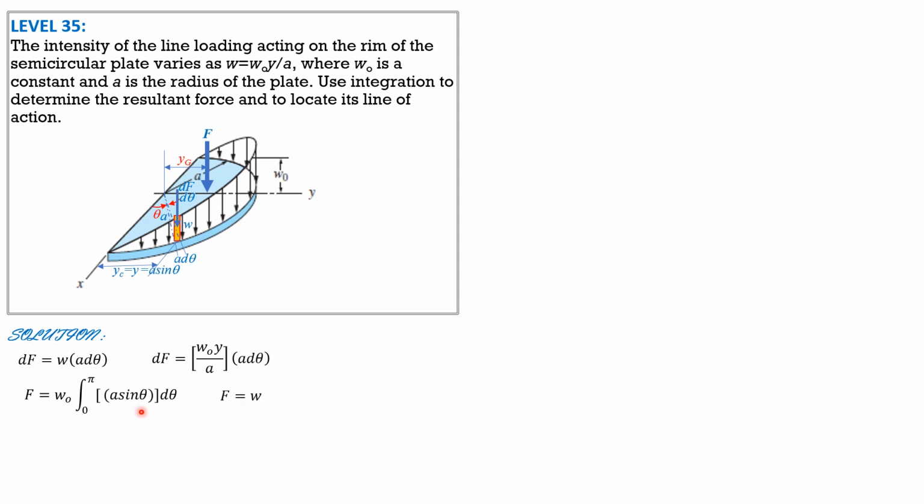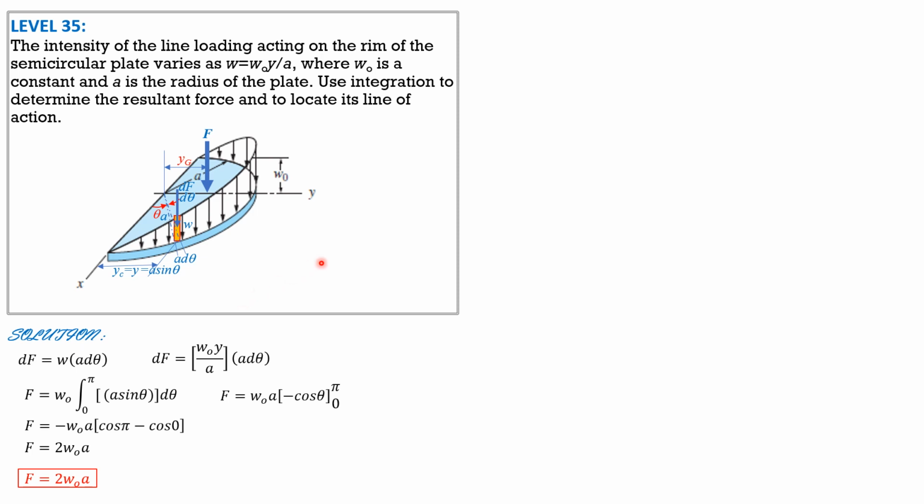Integral of sine theta is negative cosine theta from 0 to pi. So theta varies from 0, from the positive x-axis, to pi, the negative x-axis. So substitute: F equals negative W0 A, quantity cosine of pi minus cosine of 0. Cosine of pi is negative 1, minus cosine 0, which is 1. So negative 2 times negative W0 A is positive 2 W0 A. So that is F. Then apply Varignon's theorem.